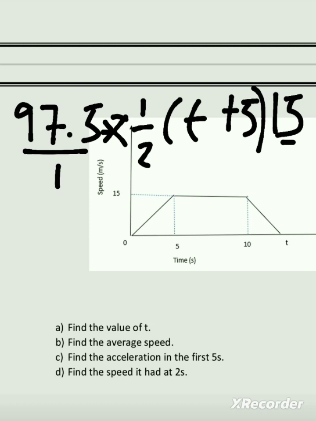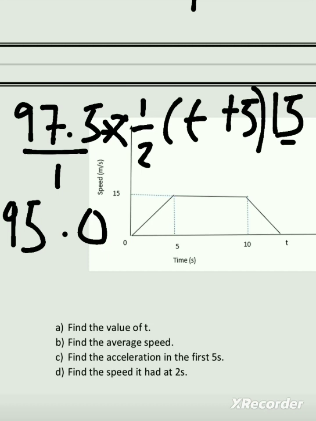Okay, so in cross multiply, you multiply 2 by 97.5. So 2 times 5, it's going to be 10, 0, carry 1. 2 times 7, 14, plus 1, 15. So you write 5, carry 1. 2 times 9, 18, plus 1, 19. So it will give us 195.